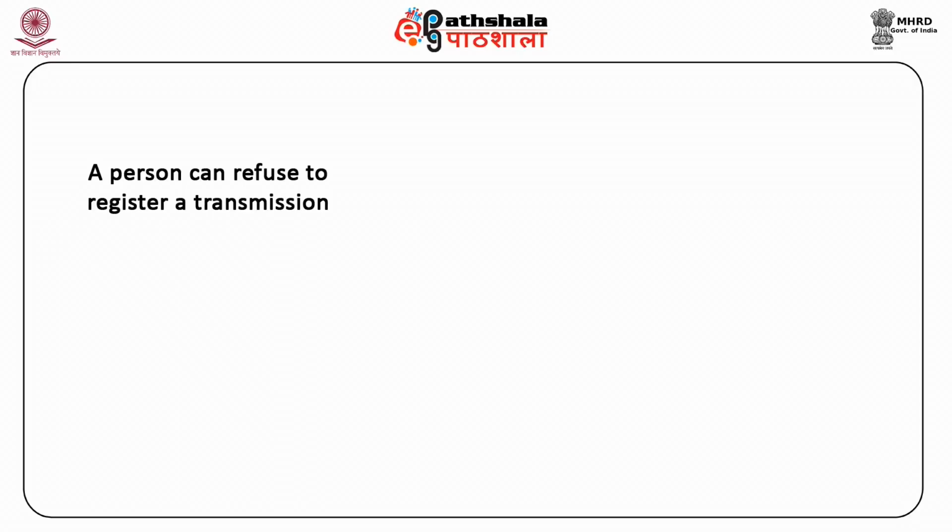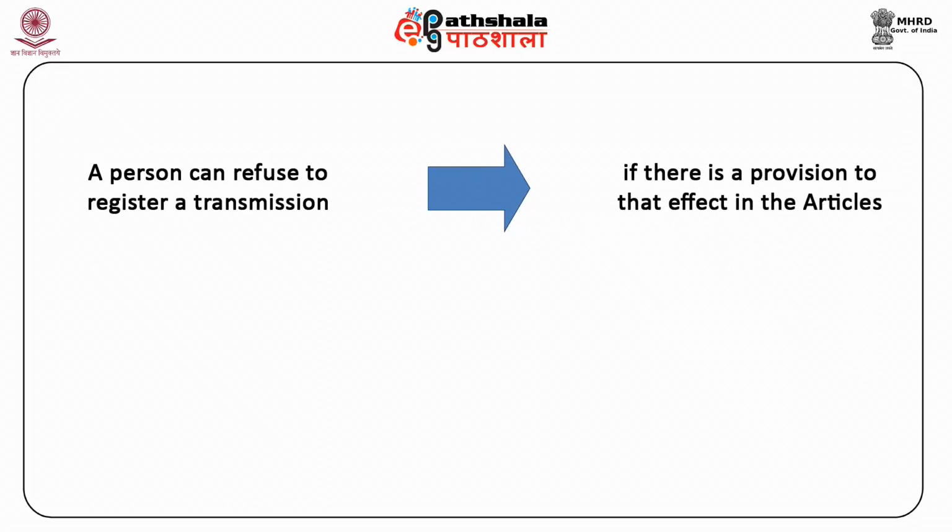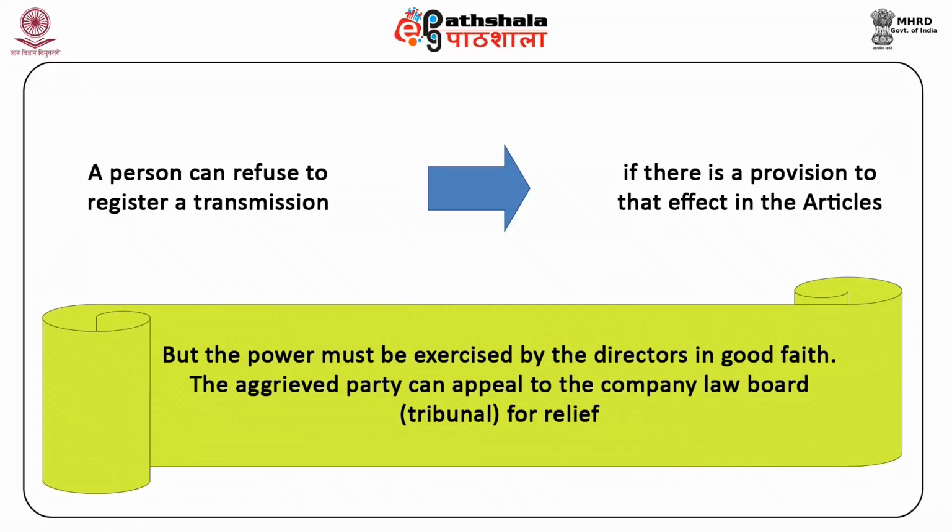A company can refuse to register a transmission if there is a provision to that effect in the articles, but the power must be exercised by the directors in good faith. The aggrieved party can appeal to the Company Law Board Tribunal for relief.